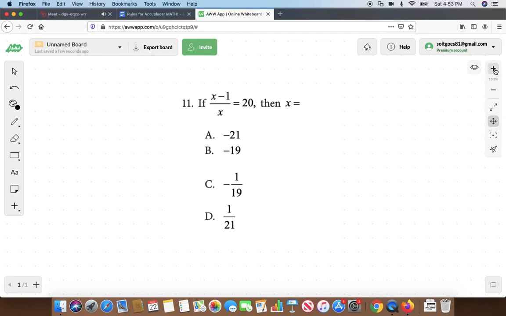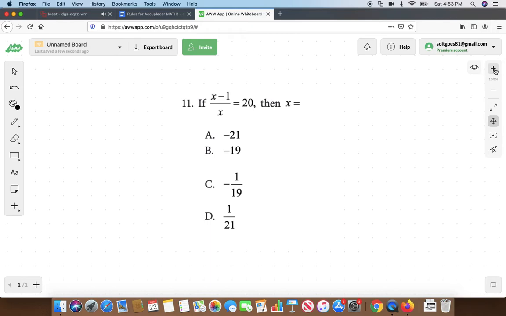Okay. Now, the way to do this algebraically, you can isolate x. It's complicated. You have to multiply both sides by x, and it gets complicated. It's not terrible, but it's algebra, which we're trying to avoid, which I recommend. So let's test the answer choices.